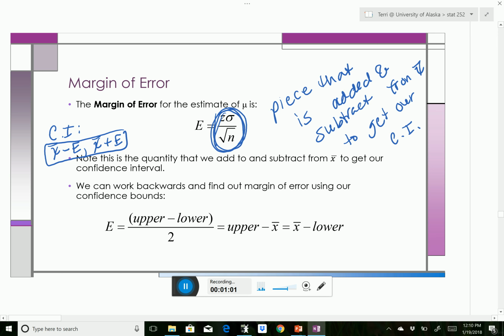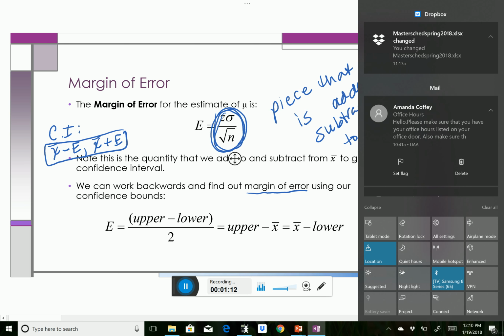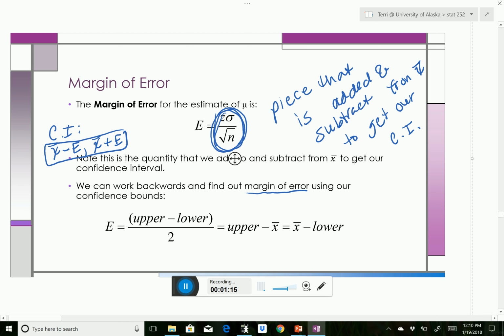A lot of times, most of you, I believe, are 89s, Casios, and Inspires. You guys are lucky because you actually do have margin of error that comes up on your calculators, but some of you don't. Some of you get your confidence interval, and then you have to work backwards to find your margin of error. If you know your confidence interval, you can find your margin of error by taking your upper minus your lower, hit enter, or put it in parentheses, and then divide by 2.